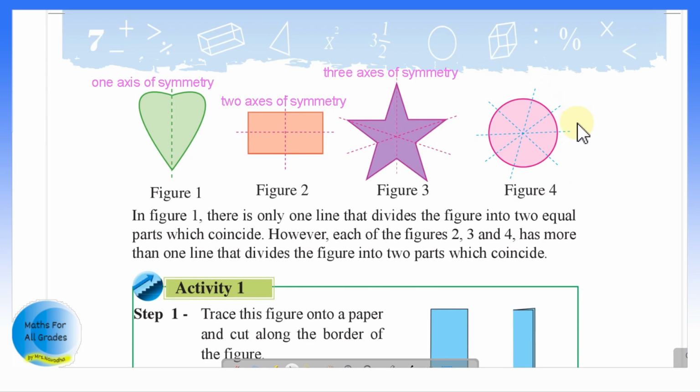And the next one is a circle. It has more axes of symmetry. What do you think is the reason for that? It's because a circle has no edges or corners. As long as lines pass through the center, we call them axes of symmetry of the circle. So therefore, the circle can have infinitely many axes of symmetry. Let's move on to the next page.